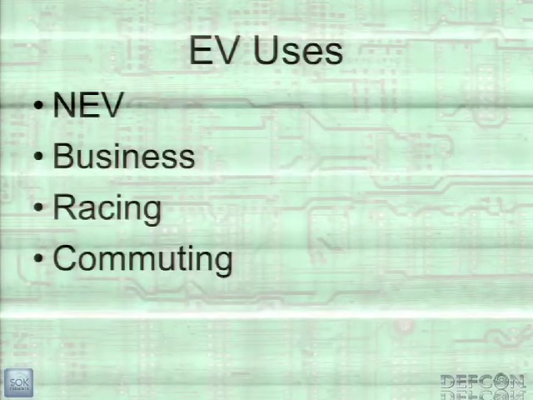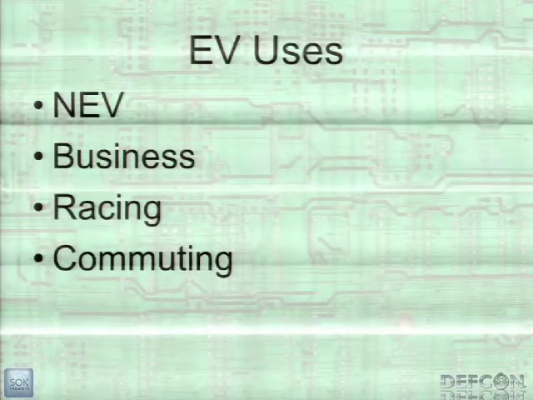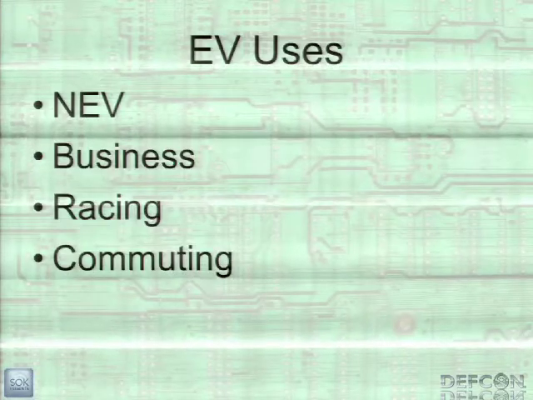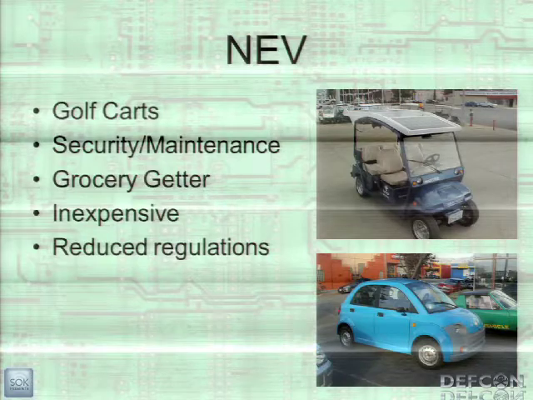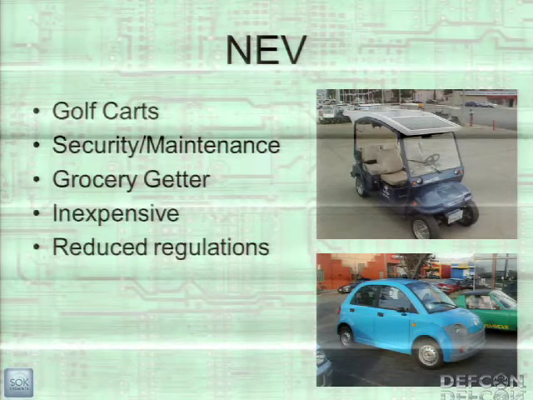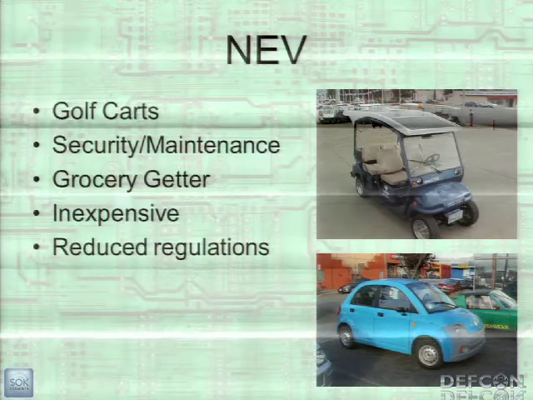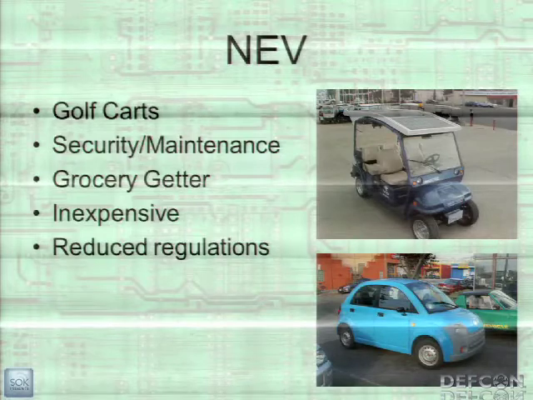So, EV uses, there's lots of different things people use them for. One popular use is neighborhood electric vehicles. There's business that's starting to use them a lot. They're used in racing, and my favorite, commuting. Neighborhood electrics, everyone's familiar with golf carts. They're also very popular for security and maintenance vehicles because they're quieter and there's no emissions, things like that. People use them for grocery getters, just running errands around town.